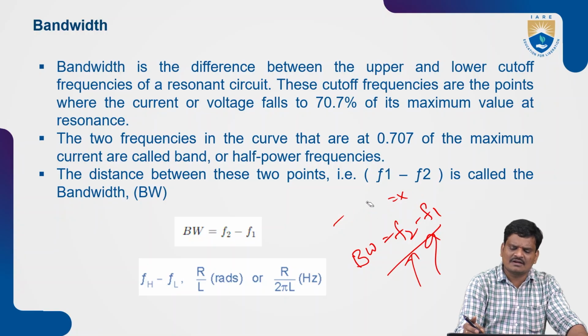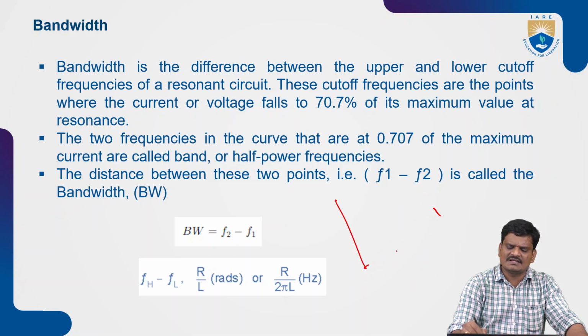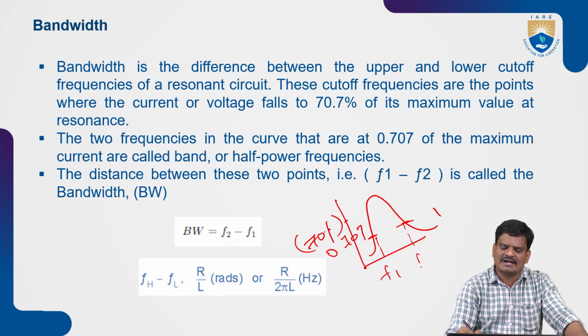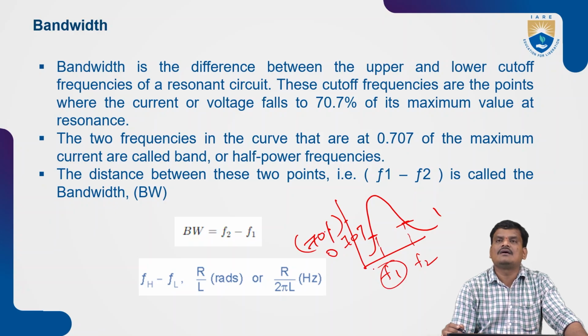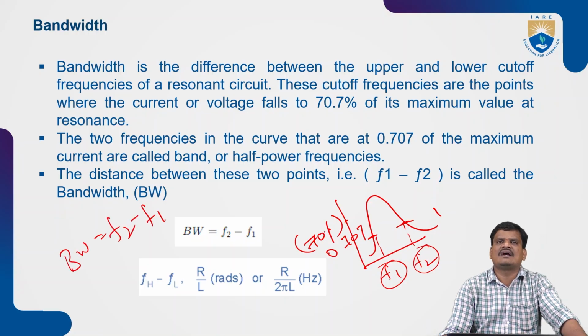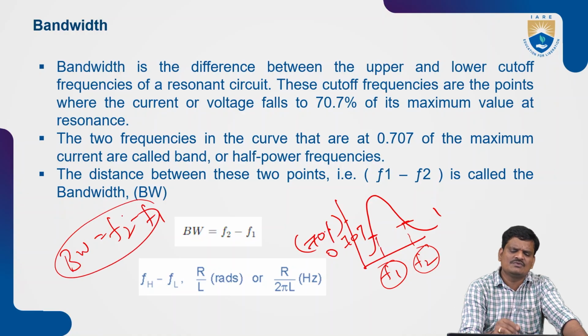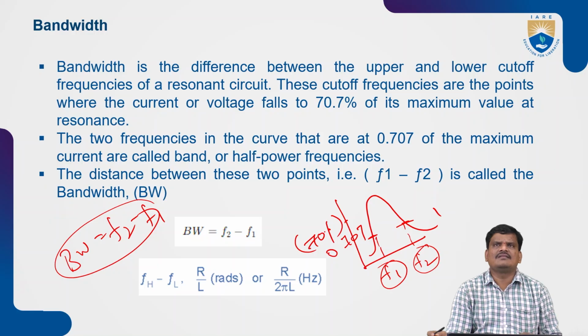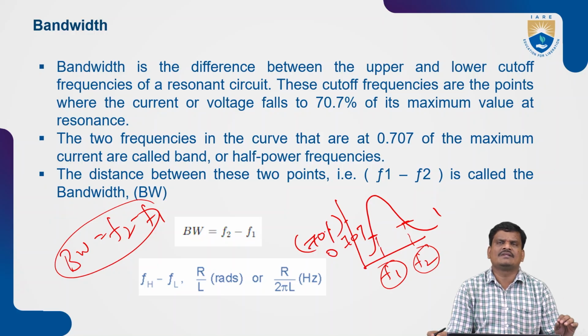So let us have a graphical approach in order to explain the concept of a bandwidth. Let me say that this is the graph obtained here. At this particular point, 0.707, that is 70% of the maximum current or maximum voltage, I am going to get the value of F1 and I am going to get the value of F2, where F1 is the lower cutoff frequency and F2 is the higher cutoff frequency. So in order to calculate the value of bandwidth, I just need to consider the difference between the higher cutoff frequency and the lower cutoff frequency. These two frequencies in the curve may also be called half power frequencies. So these are all the things which you need to keep in mind when you are going with a topic called series resonance.